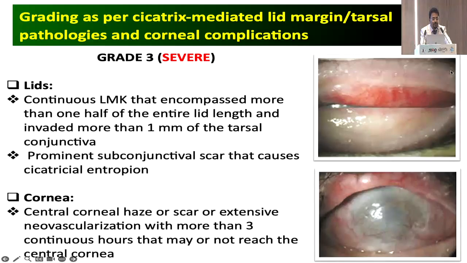Grade 3 means continuous lid margin keratinization, like in this case. This whole lid is involved, encompassing more than one half of the entire lid length and invading more than 1 millimeter of the tarsal conjunctiva. This is the tarsal margin, and it has invaded almost 3 millimeters in the tarsal conjunctiva, with prominent subconjunctival scar that causes cicatricial entropion. In the cornea, there may be central corneal haze or scar or extensive neovascularization with more than 3 continuous clock hours, which may reach the central cornea. So this is grade 3.